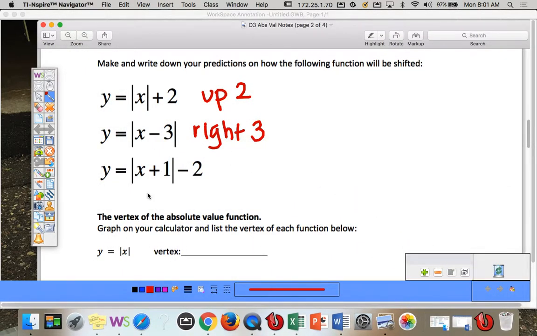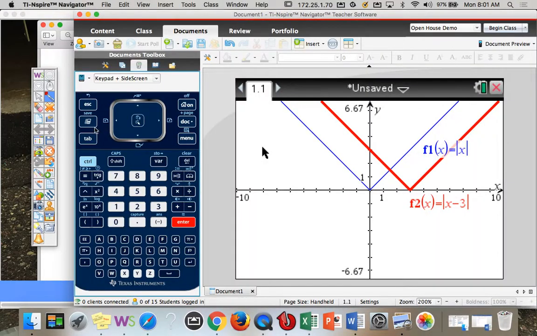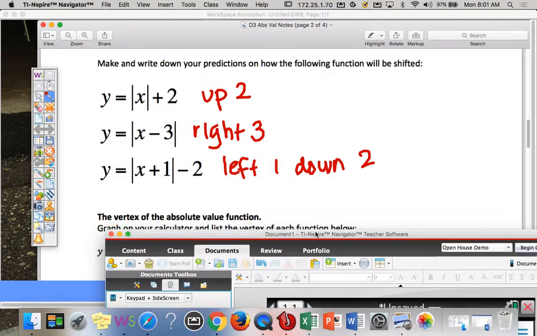How about the next one? Plus 1 minus 2, so I'm going to guess left 1, down 2. And again, we'll type this in. I'll hit tab and go up. Okay, so the equation was plus 1.